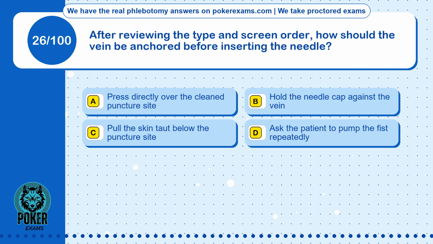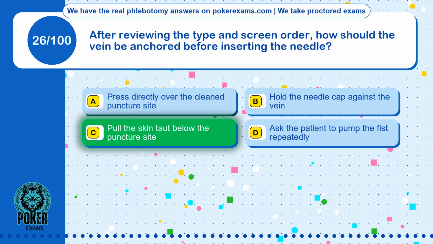Question 26. After reviewing the type and screen order, how should the vein be anchored before inserting the needle? Option A: press directly over the cleaned puncture site. Option B: hold the needle cap against the vein. Option C: pull the skin taut below the puncture site. Option D: ask the patient to pump the fist repeatedly.